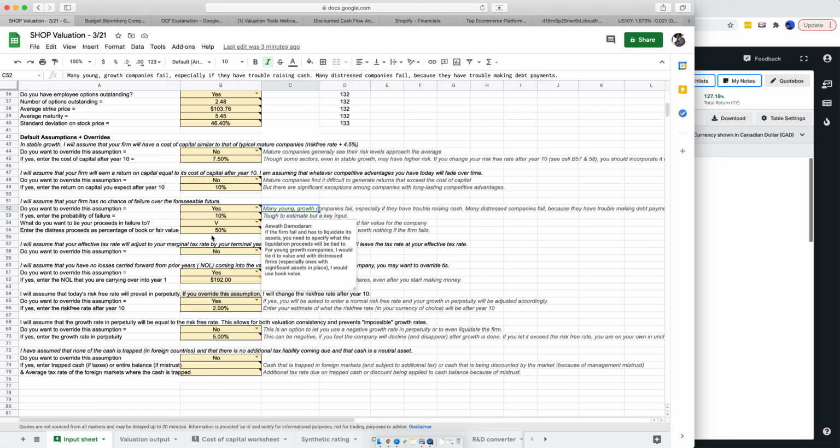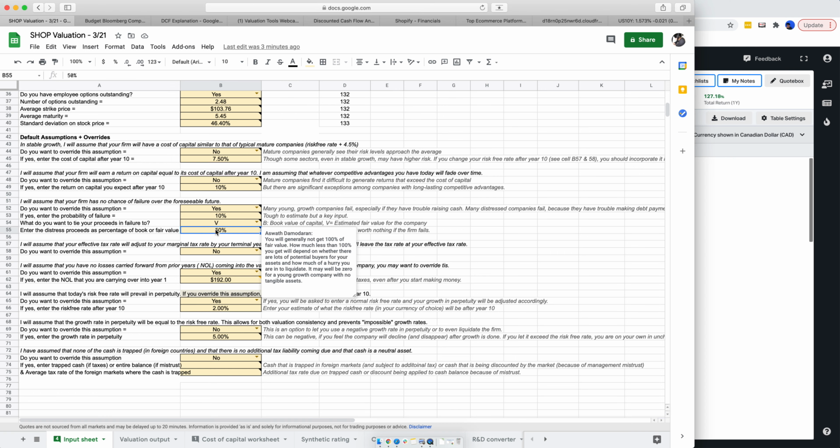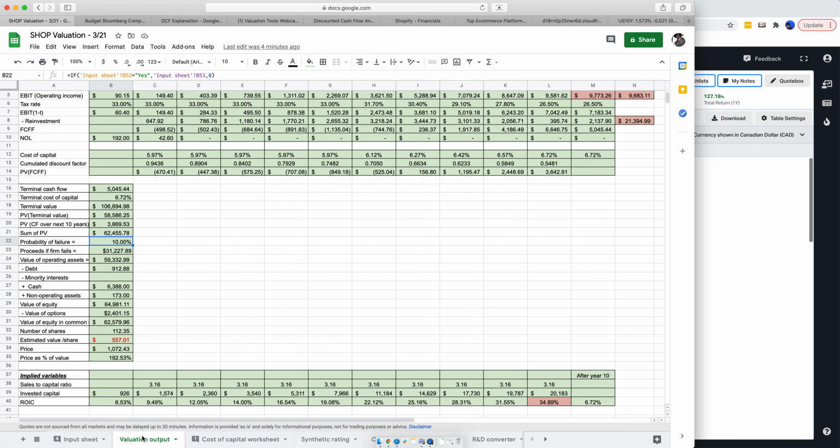If you want, you can also mention, in the case that your company fails, what your company is worth, like how much it's potentially going to be worth. In this case, I just said 50%, just as a guess. So that's what's factored in here. I said 10%, and it gets factored in here as 10%. What that means is that you multiply the actual valuation by the odds that you will succeed, so in this case 90%. It shaves off a little bit of your valuation.